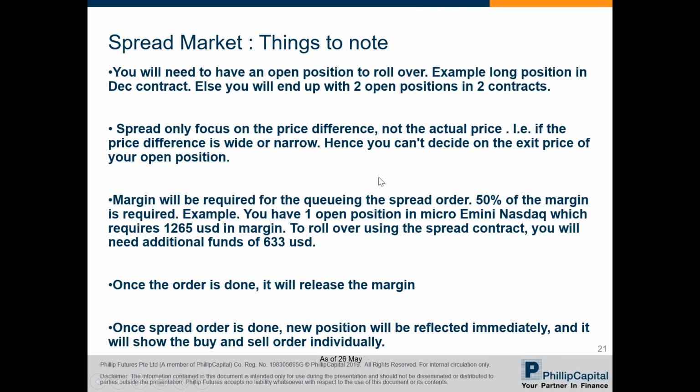So we have covered the examples of the spread market. So, things to take note for the spread market. 1, you need to have an open position to roll over. So in the examples, we always have either a long position or a short position, and we want to maintain this position. For example, in the previous examples with the December contract, we have long positions. Else you end up with 2 open positions in 2 contracts.